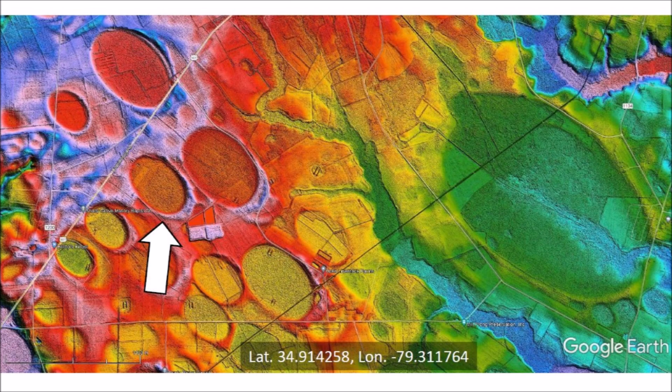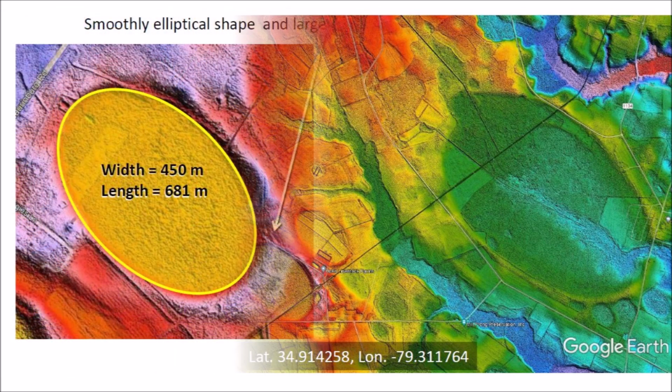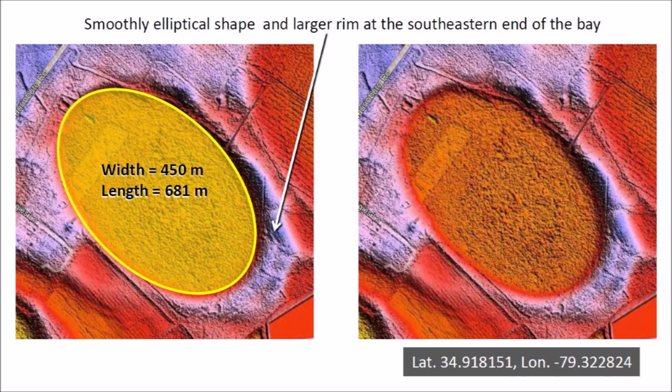geometry. This is a LiDAR image of an area of about 26 square kilometers or 10 square miles near Bowmore, North Carolina. You will find a link to the LiDAR visualization tool for Google Earth by Michael Davias in the description of the video. The arrow points to a typical bay with a thickened rim on the southeast end as described by Melton and Shriver. A magnified image of the bay highlights the smoothly elliptical shape and the broad rim of soil on the southeastern end of the bay. The bay has a length of 681 meters, which is about 4/10 of a mile.